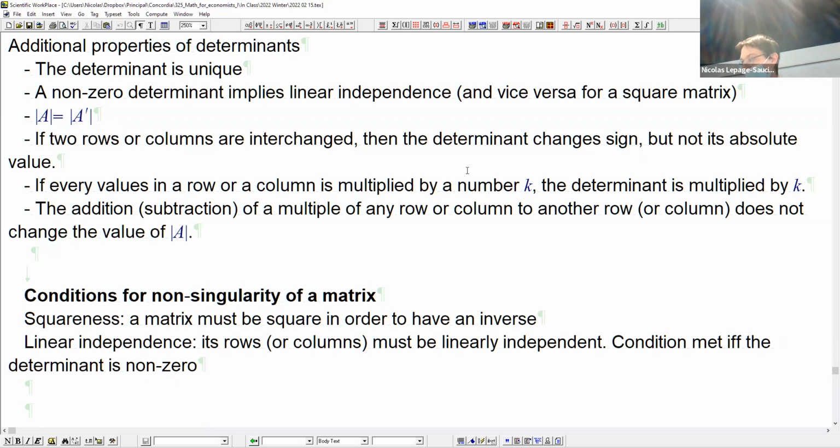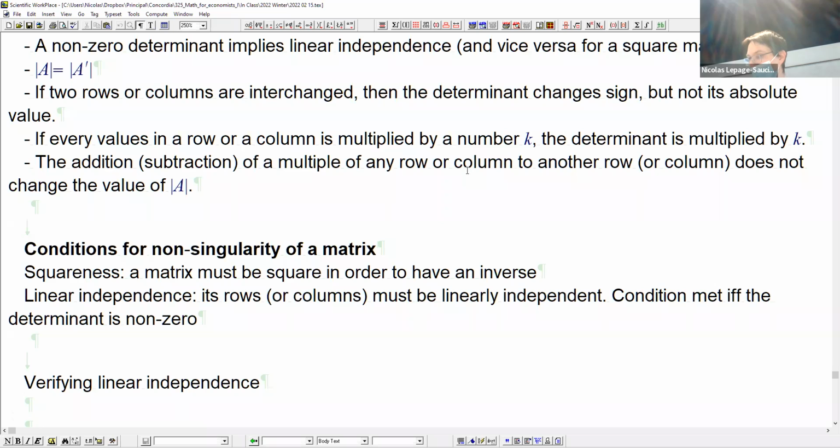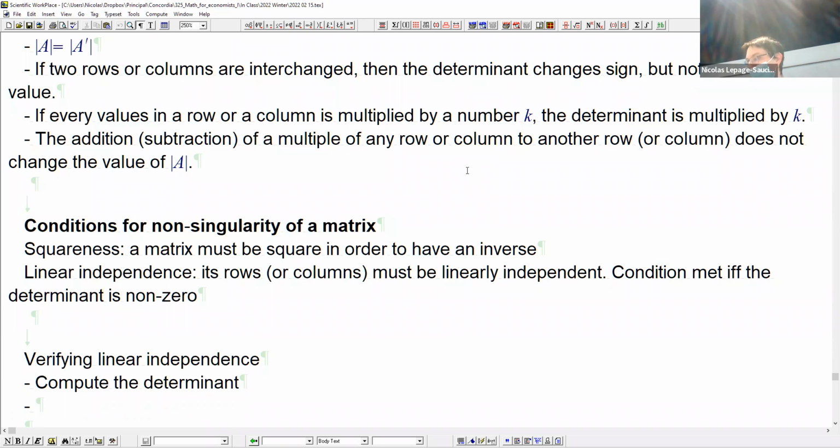Okay, and now verifying linear independence. So one way is compute the determinant, as we just seen. Second way, a new way, is find the row echelon form of the matrix.